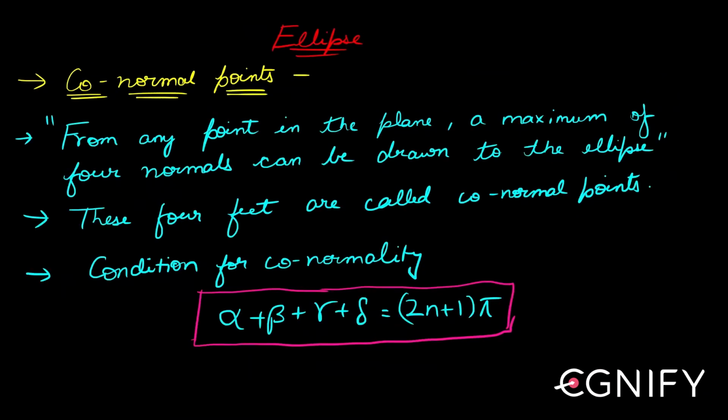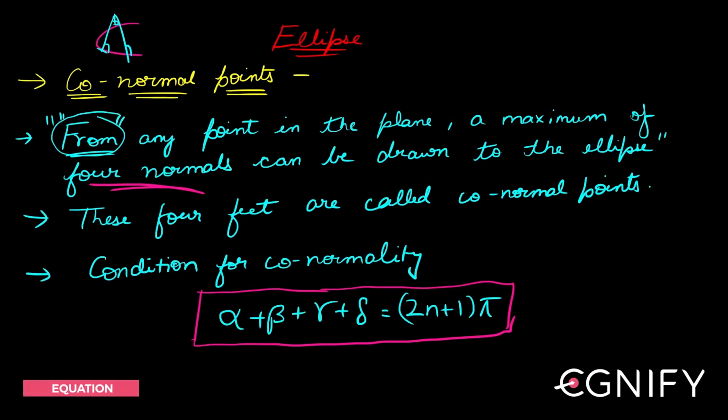Let us try to now understand what we mean by co-normal points. So from any point in the plane, at max 4 normals can be drawn to an ellipse. If you remember, for a hyperbola, the number was 3. That means for a parabola, not a hyperbola. So for a parabola, from a point outside, you could draw at max 3 normals to the curve, right? So the important line here is from any point, right? Don't forget that it's not at any point. At any point, only 1 normal can be drawn. But from any point in the plane, a maximum of 4 normals can be drawn to the ellipse. So for parabola, the number is 3, but for ellipse, the number is 4.